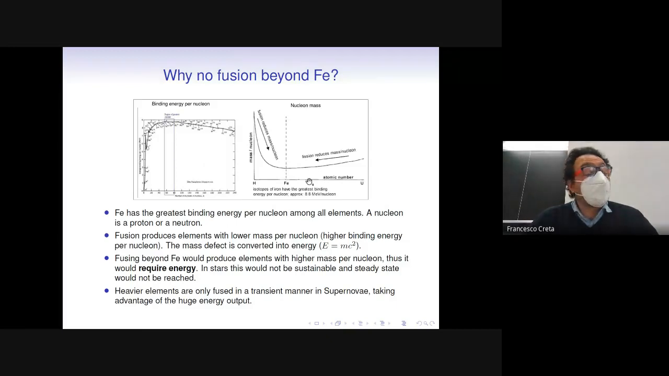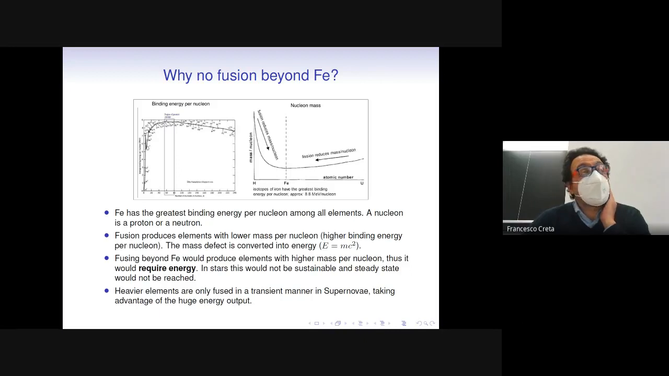And so eventually you have an explosion, a collapse of the star. That's why we're fusing, and doing fission, splitting heavier atoms, because if this is the mass per nucleon, we're extracting energy from right to left here. We're producing elements here with lower mass.